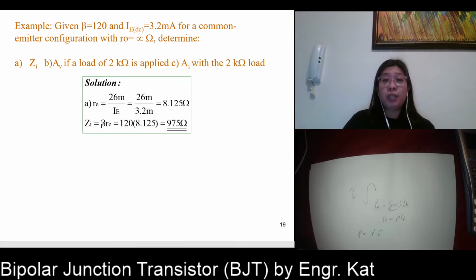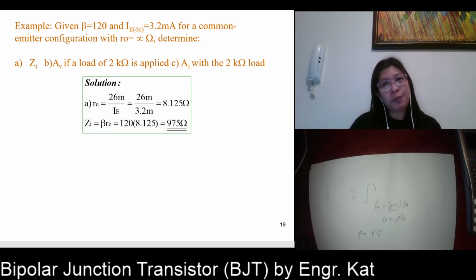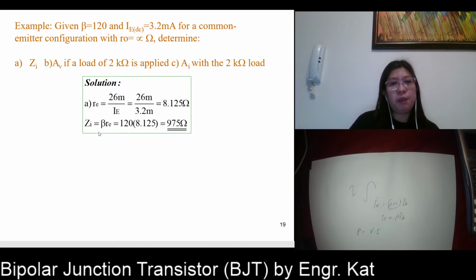So RE is 26 millivolts divided by your IE. Since IE is given, that is equivalent to 8.125 ohms. However, since this is a common emitter configuration, that is not the input impedance for a common emitter. So what's the input impedance? We still have to multiply it by beta, which is 120. So the input impedance for a common emitter is 975.